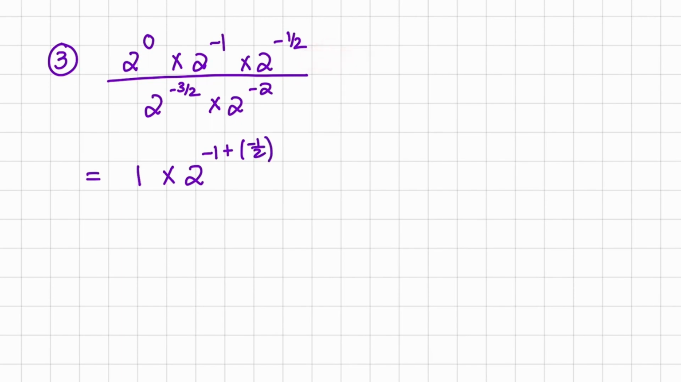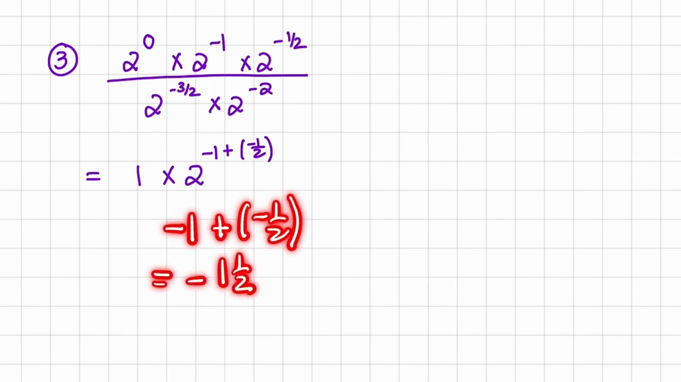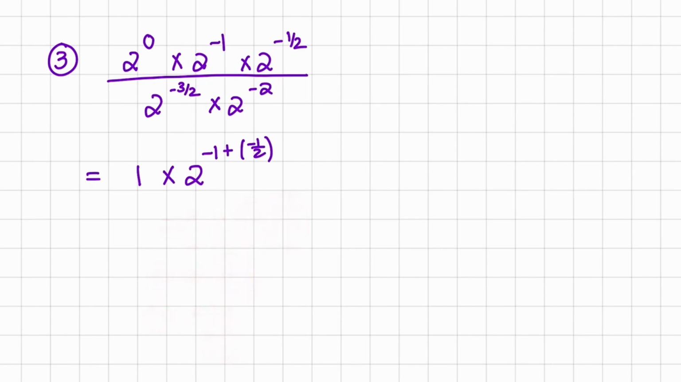So what I'm doing is I'm adding the exponents of the 2's in the numerator together. Now what I already know is that if I have minus 1 and I add negative a half, that becomes minus 1.5, which is the same as saying negative 3 over 2. And I notice that the exponent of negative 3 over 2 is already in the denominator.